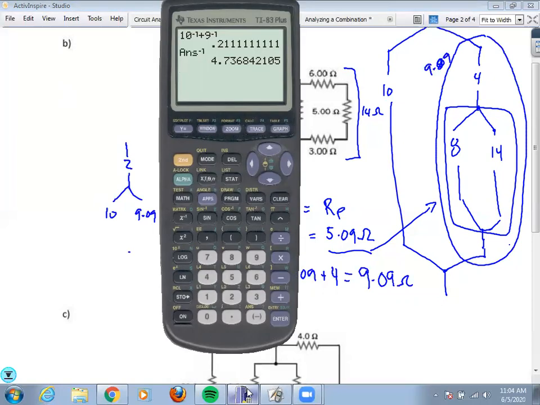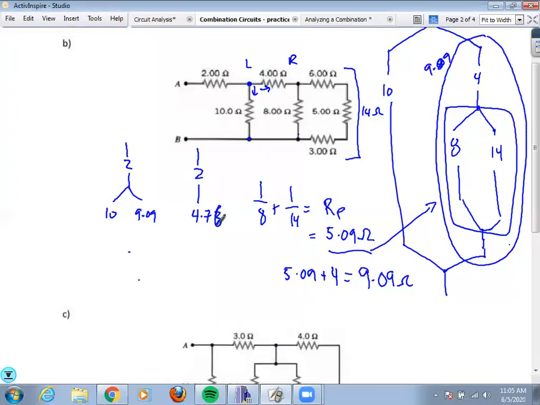Not 4.73. That's a mistake. It's 9.09. So 10 plus 9.09, reciprocal is 1 plus, sorry, reciprocal that. And you get 4.76. So you get REQ is 6.76 ohms, or approximately 7 ohms if you're rounding to the nearest whole number.